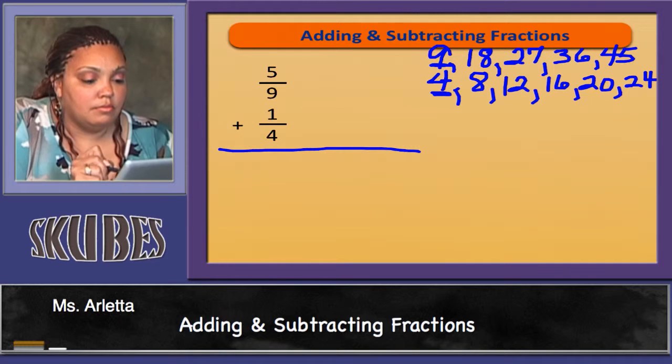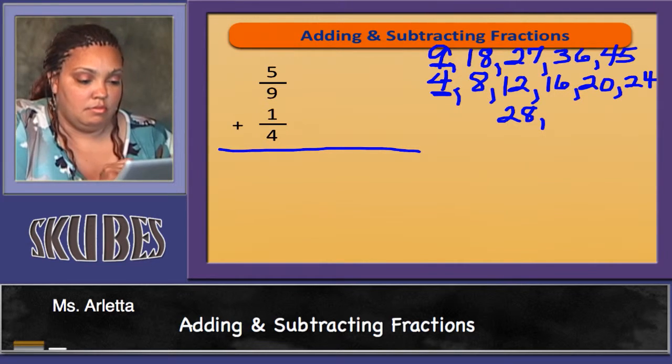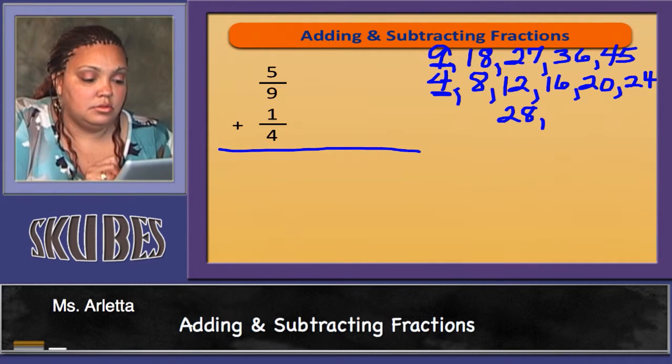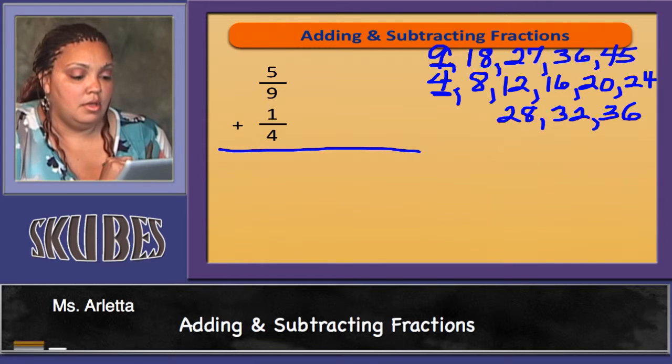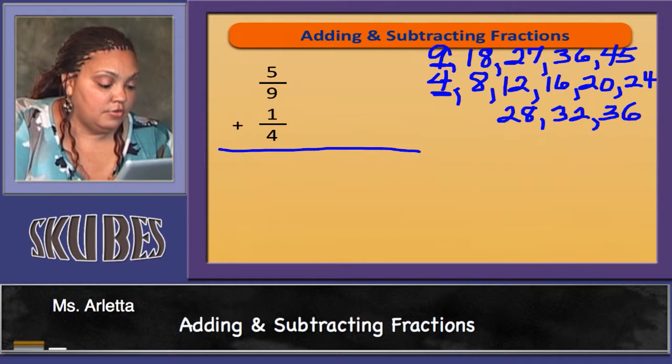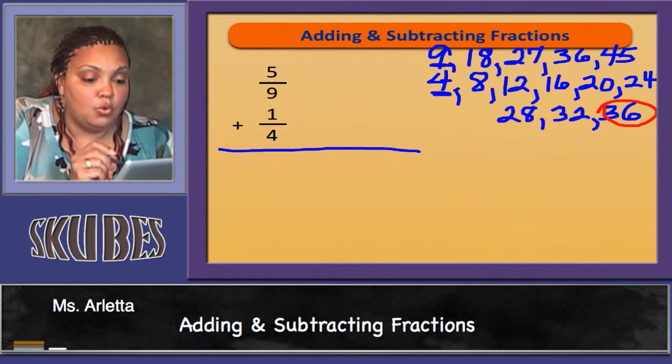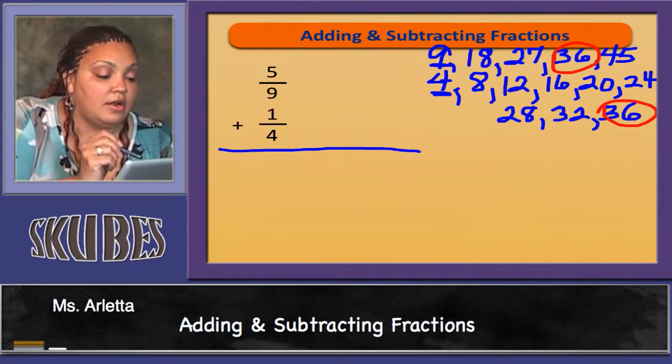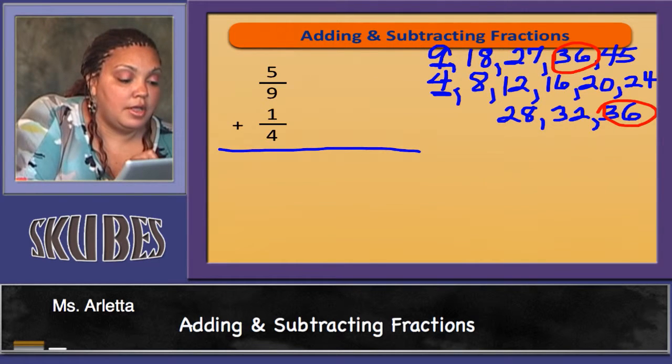24, nothing in common from the top row. 28, nothing in common. 32 and 36. Now I see something in common. And we're always looking for the least common multiple. What we see in common is 36. So 36 is our least common denominator.